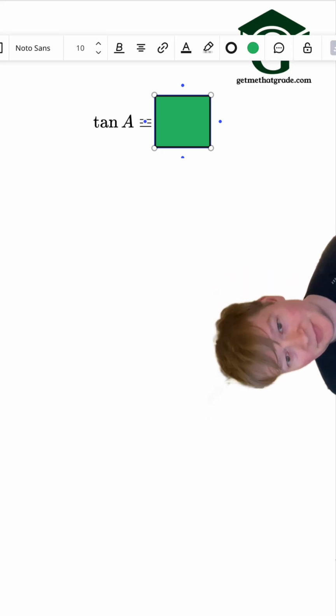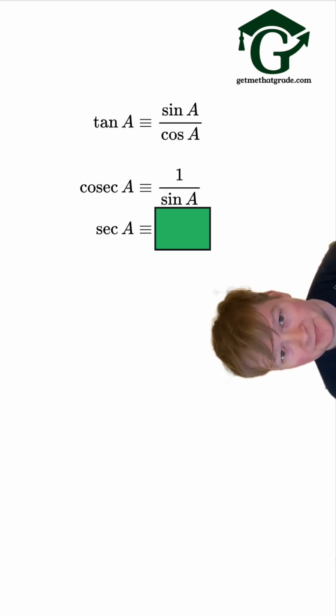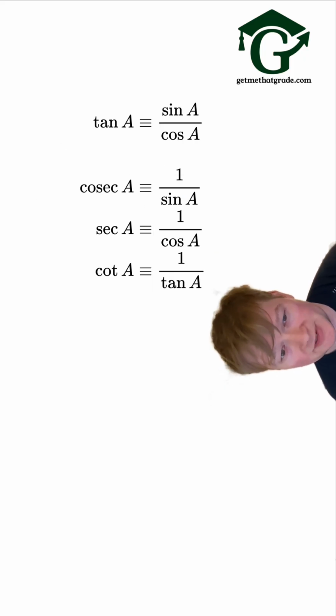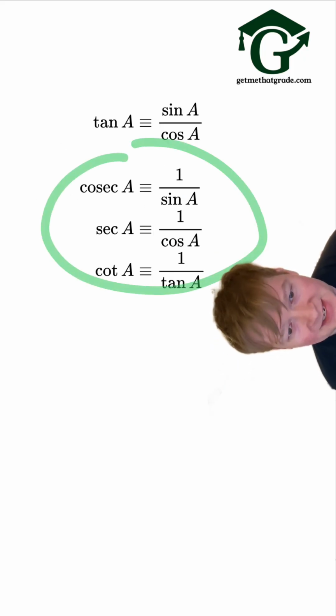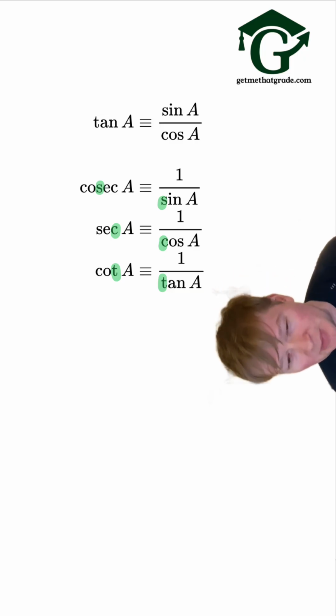Tan A, sine over cos. Cosec, 1 over sine. Sec, 1 over cos. Cot, 1 over tan. How can we remember this set? Remember, it's the third letter that gives you the clue, what it starts with. You see that? Can help you to remember it, right?